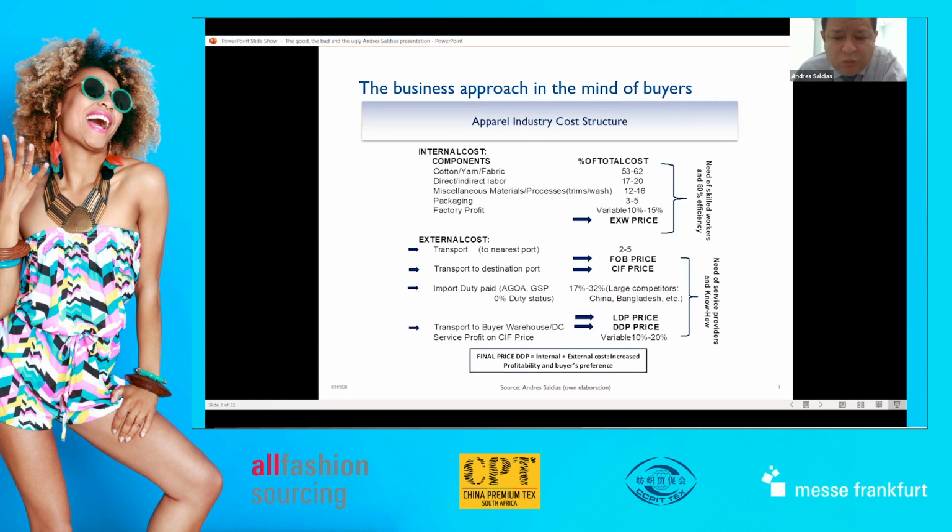And then the terms on where you are going to deliver the goods. Are you going to deliver ex-works at your factory? That means that you're not going to take care of your transportation costs and the import duty payment. And of course, if you're going to go more to my warehouse, which is the DDP price, the price that you're going to get is a full price, including all those factors until the end of the chain. Therefore, the final price is the internal price plus the external cost. And the buyer's preference at this point is to receive the goods at their warehouse.